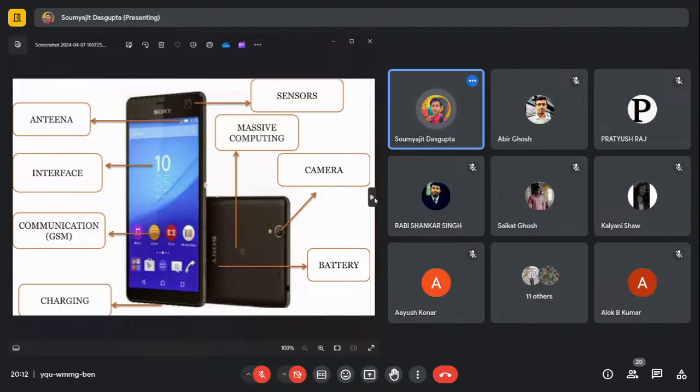Then a mobile phone has a communication system, right? You have a SIM card, and using that SIM card GSM module, you can call anyone, you can send messages to anyone, right? You can receive messages, you can receive calls.